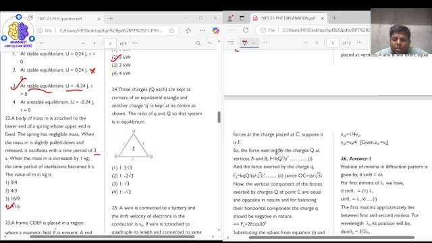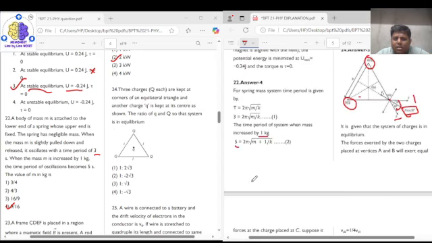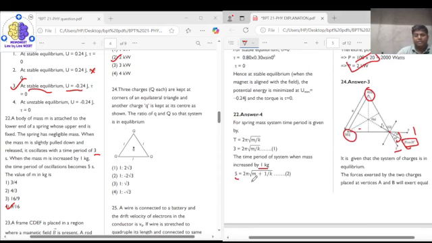Now the force between the charges A and B will be equal to KQ² upon A². Then the force exerted by the charge Q will be equal to KQ upon A root 3, since this is equal to A root 3. See, we are not having space to draw it.